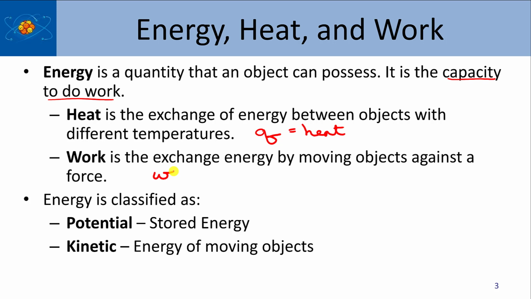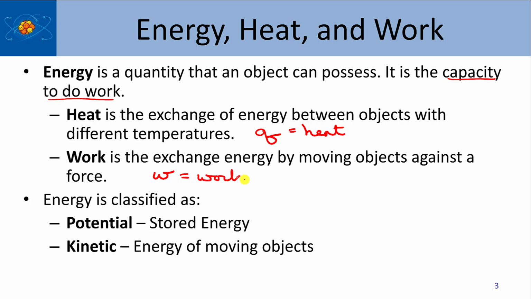All right, so energy can be possessed, but heat and work are forms of energy in terms of transfer of energy. Heat is the transfer between different temperatured objects. Work is the transfer essentially to make something move, okay, against a force.